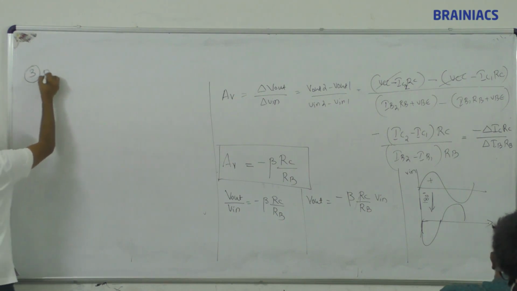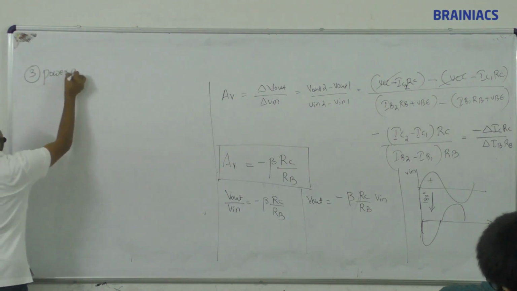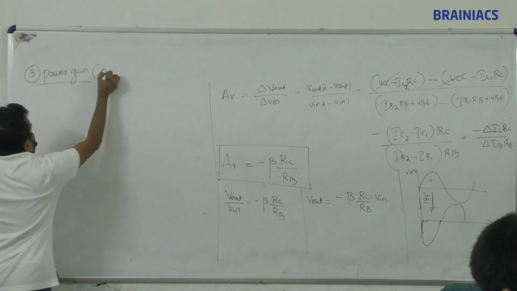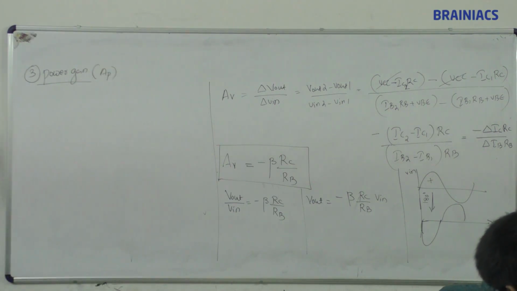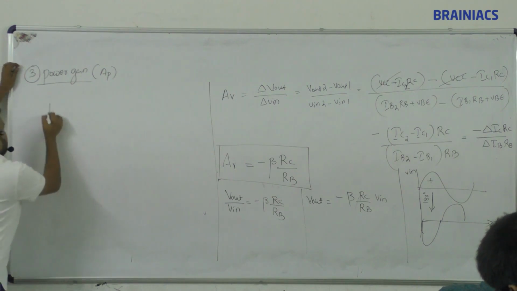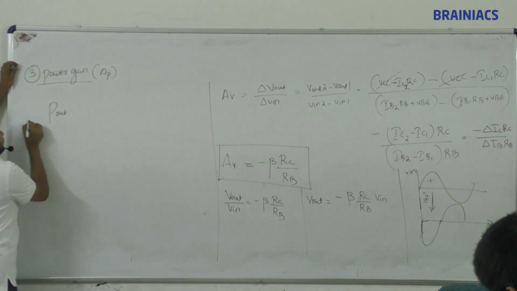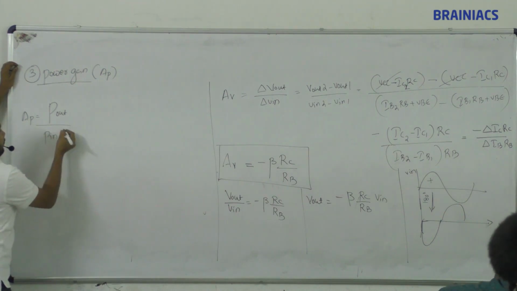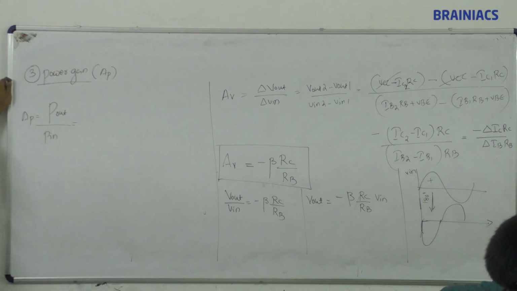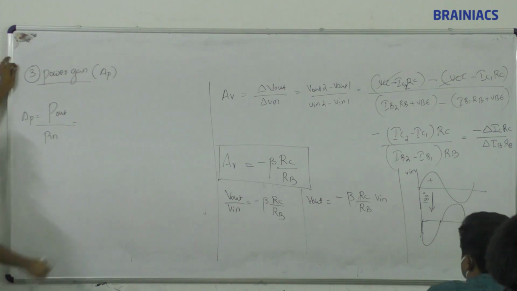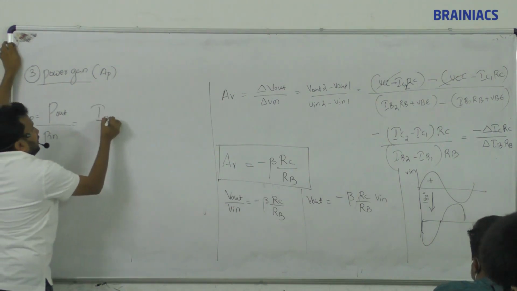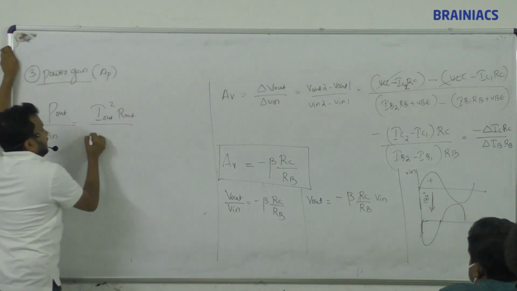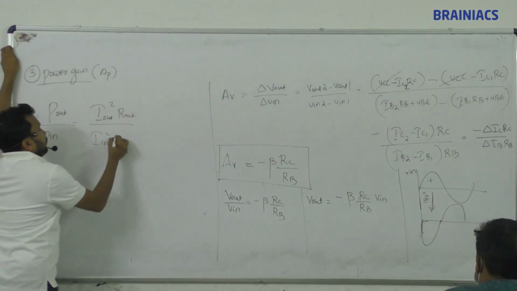Third one, power gain. AP, power gain, AP. Output power, AP, output power divided by input power. Output current into output, right? Normally I can write it as I output squared into R out divided by I input squared.